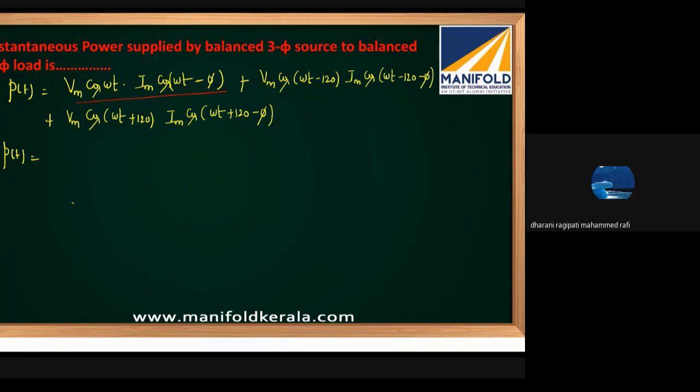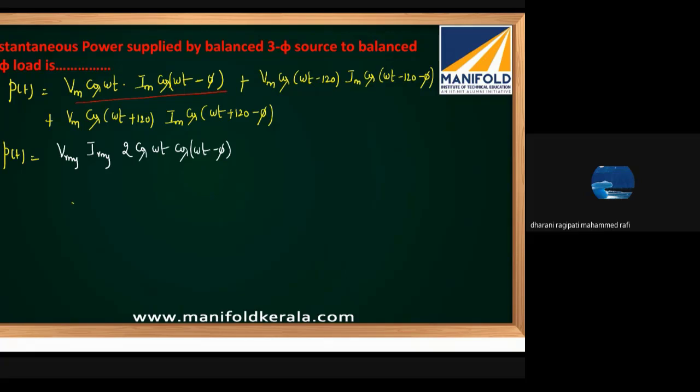It is Vm Im, this one. So I can write this directly as Vrms into Irms into 2 times cos omega t into cos omega t minus phi. That is one step I'm skipping: Vm Im by 2 into 2, so Vm Im by 2 will become Vm by root 2 into Im by root 2. So the 2 term is there.